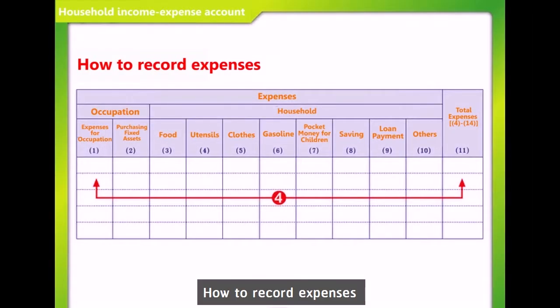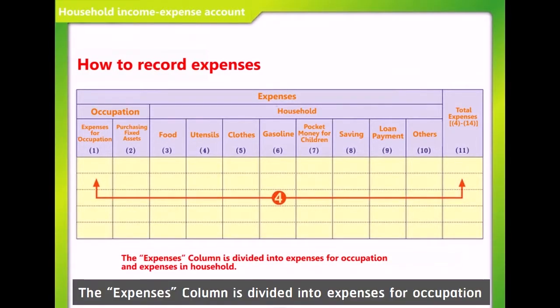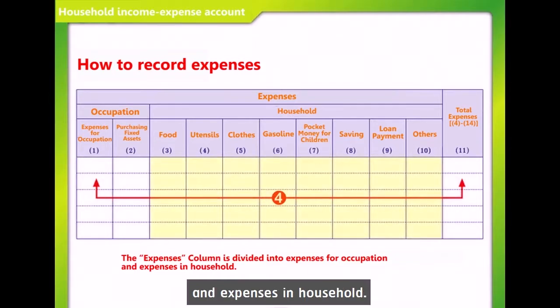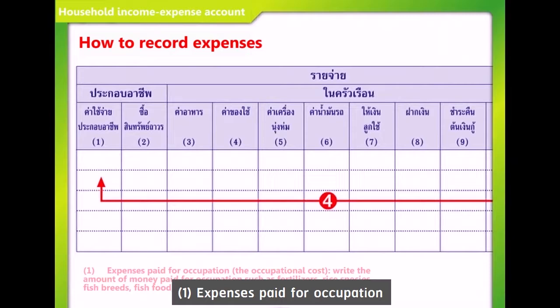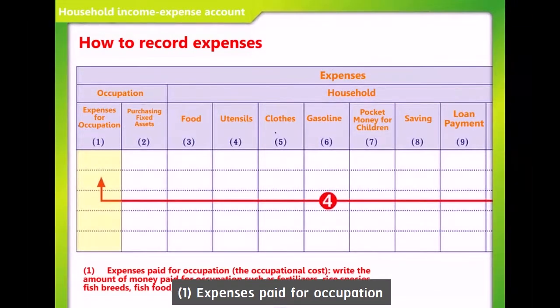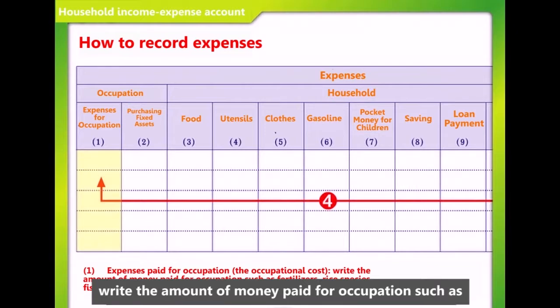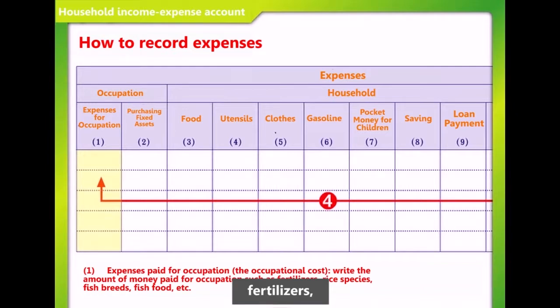How to record expenses. The expenses column is divided into expenses for occupation and expenses in household. Expenses for occupation. 1. Expenses paid for occupation. The occupational cost. Write the amount of money paid for occupations such as fertilizers, rice species, fish breeds, fish food, etc.